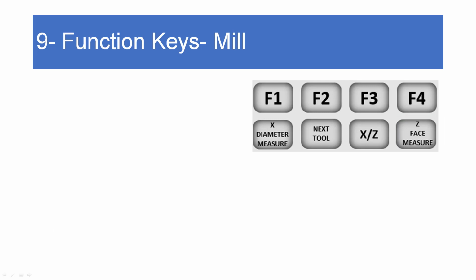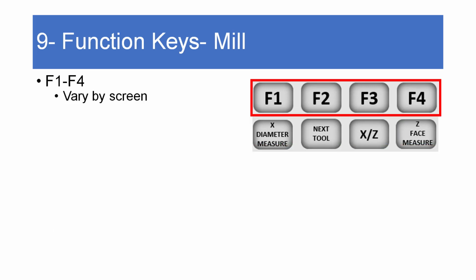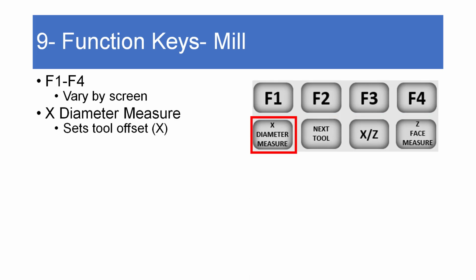Moving to the lathe, the functions F1 through F4 again are used differently based upon specific menus. They do things like overwrite text, select text, write code, and copy programs. For this reason, we won't focus on those F1 through F4 keys, but again, look at the dedicated keys in the row below. Starting on the left, the X diameter measure key is used to record the tool offsets in the X direction during part setup.